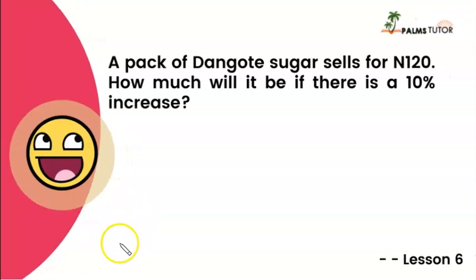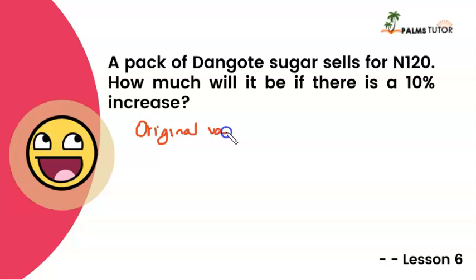This time around we want to see some word problems. A pack of Dangote sugar sells for 120 naira. That's the original value. How much will it be if there's a 10% increase? If you've been to a supermarket before, sometimes you see some price tags with a 10% increase, or usually a discount because they want you to buy more, 2% discount and all of those.